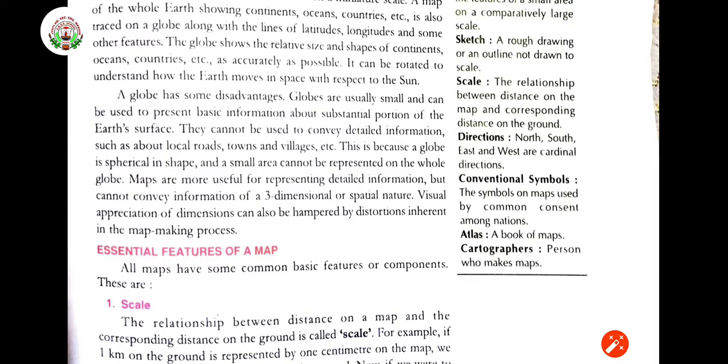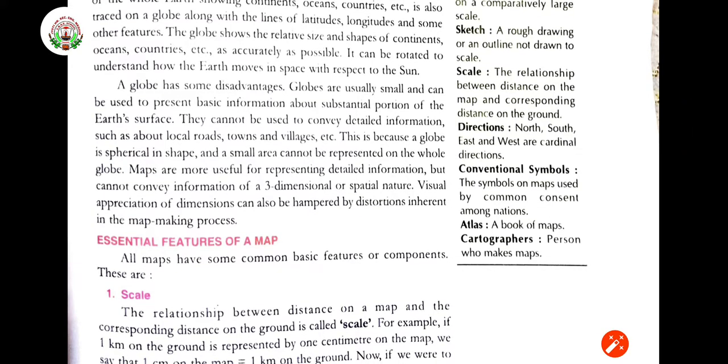But detailed information, but cannot convey information of a three-dimensional or spatial nature, right? So a map is going to tell about the detailed information, but it is not able to tell the three-dimensional thing, right? Spatial nature means connected with the size, position and area of something. That can be seen. Visual appreciation of dimensions can also be hampered by distortion inherent in the map making process.